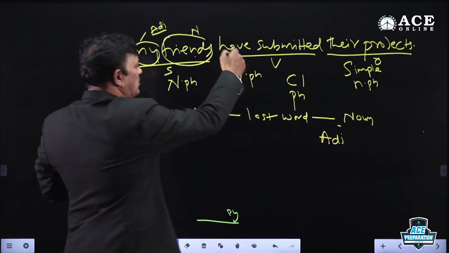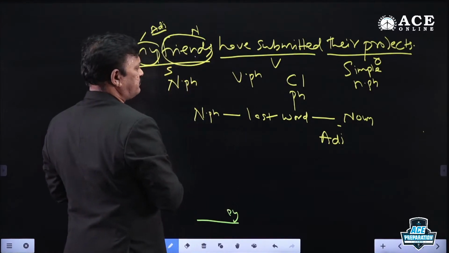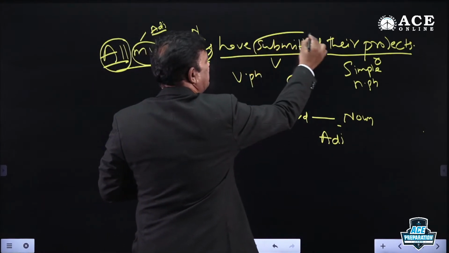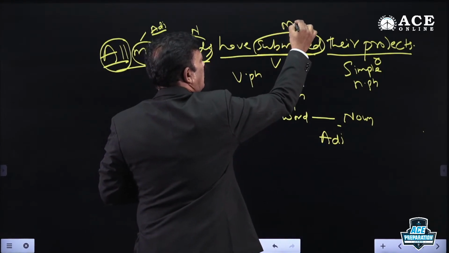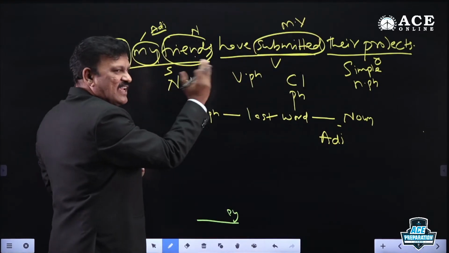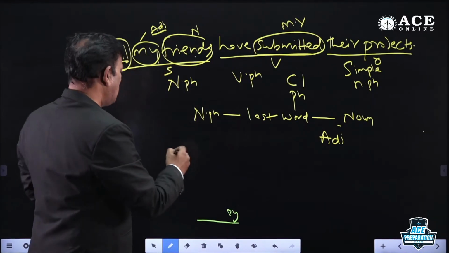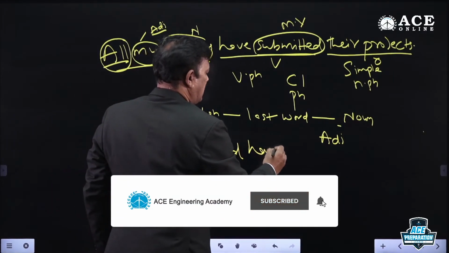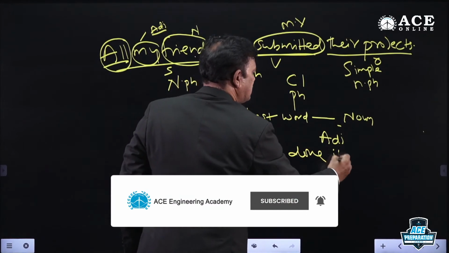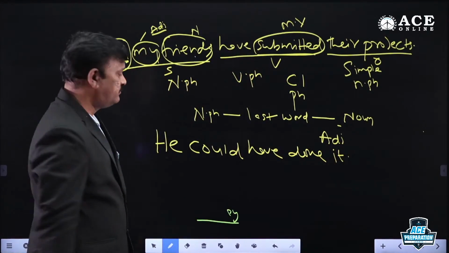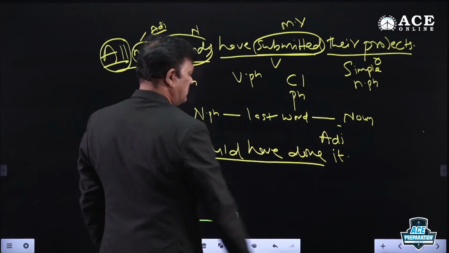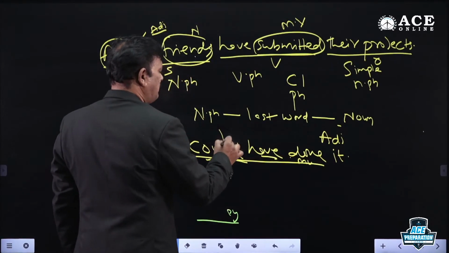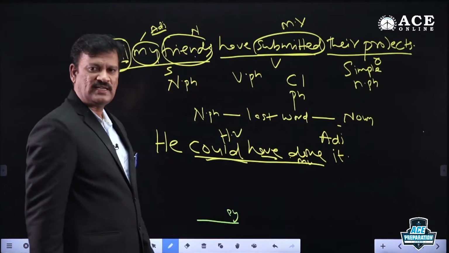Then look at the verb. In a verb group, the last word is called the main verb, and on the left side we call them helping verbs. Look at this sentence: He could have done it. Where is the verb? You have a verb phrase. The last word, generally, is called the main verb. These are helping verbs. Fine.